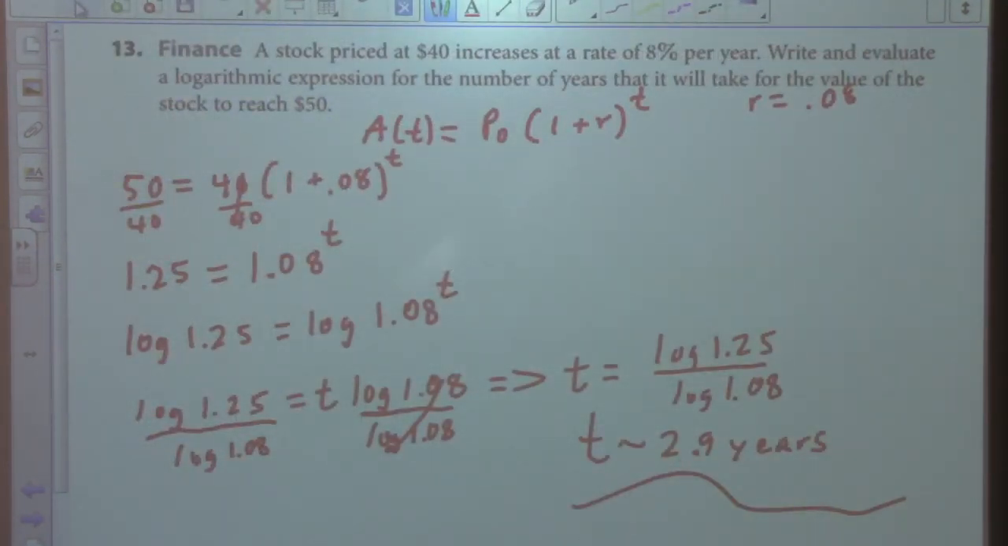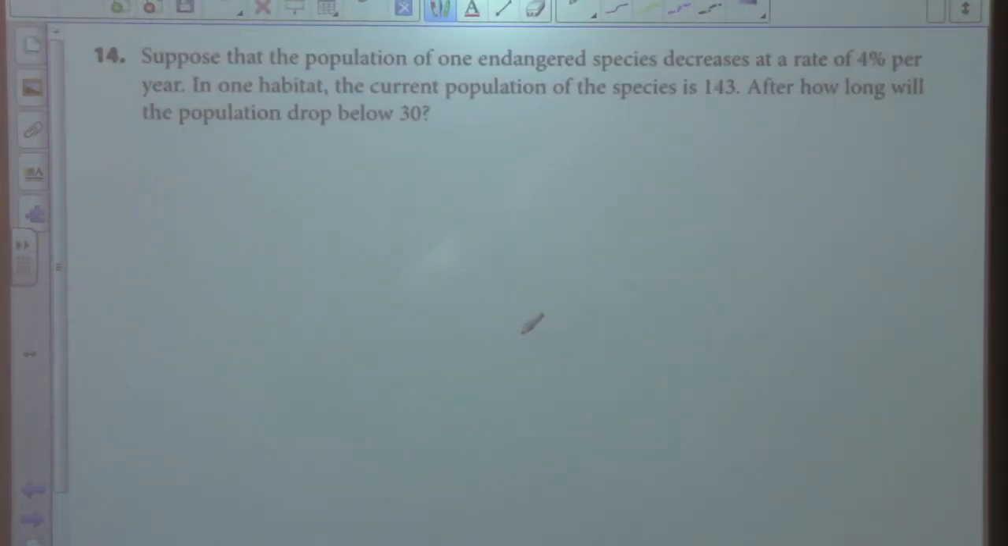All right, what I want you to do is go to number 14 and work out number 14. I'm going to call on somebody. I got a wheel of names to call on somebody for number 14 here in a few minutes.